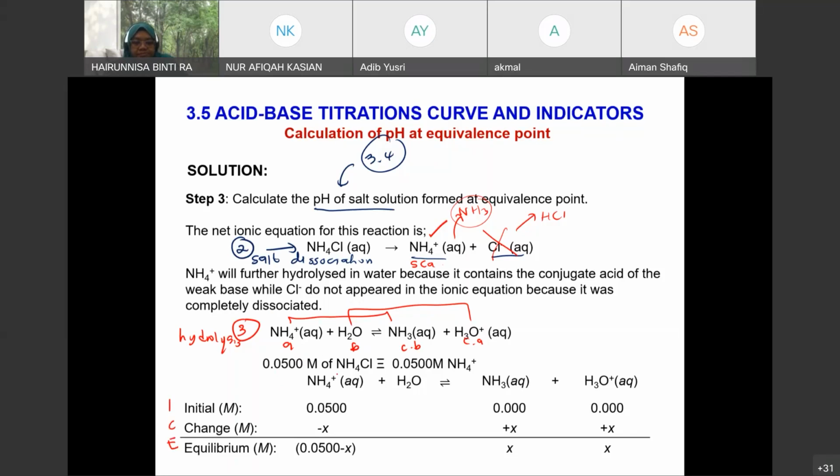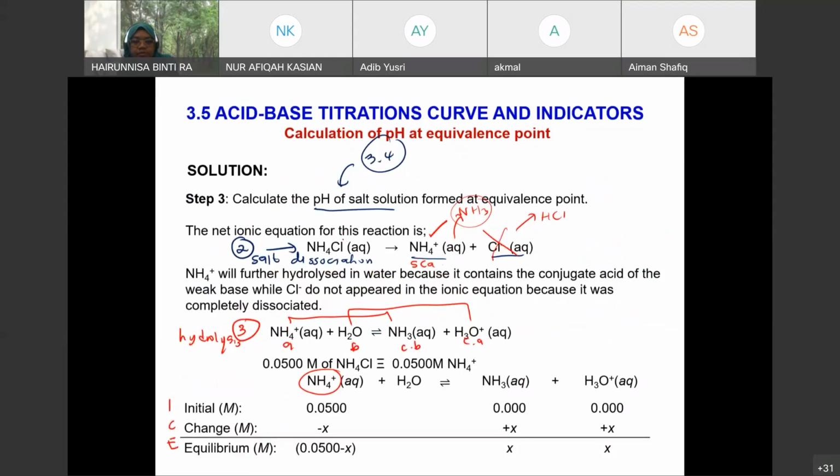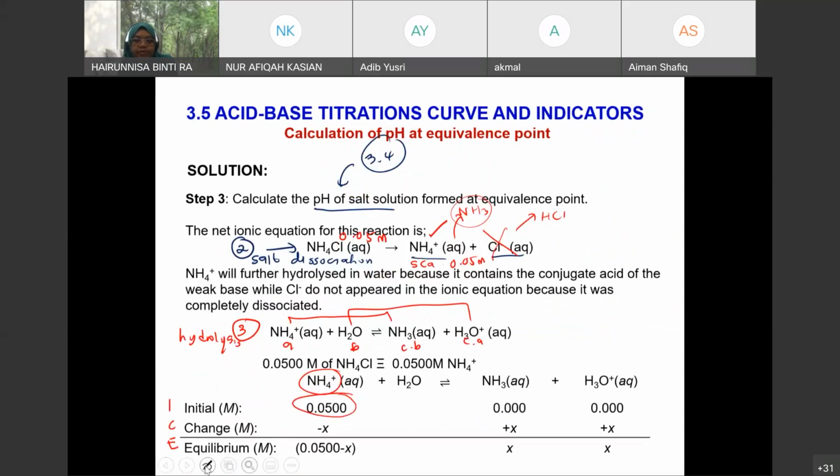So equation ni, di NH4 plus tadi kita dapat apa dia? This one lah, 0.05. Kenapa? Because kita pecahkan tadi kan. So kalau kat sini 0.05 molar, so of course this one is also 0.05 molar. Sebab tu kat sini kita letak 0.05. Then the rest you tahulah kan, 0, 0, negative x, x, x. Okay, then kenapa kita pakai Ka? Remember this one, equation pada hydrolysis ya, you produce H3O plus kat sini kan? Sebab tu you kena pakai Ka.